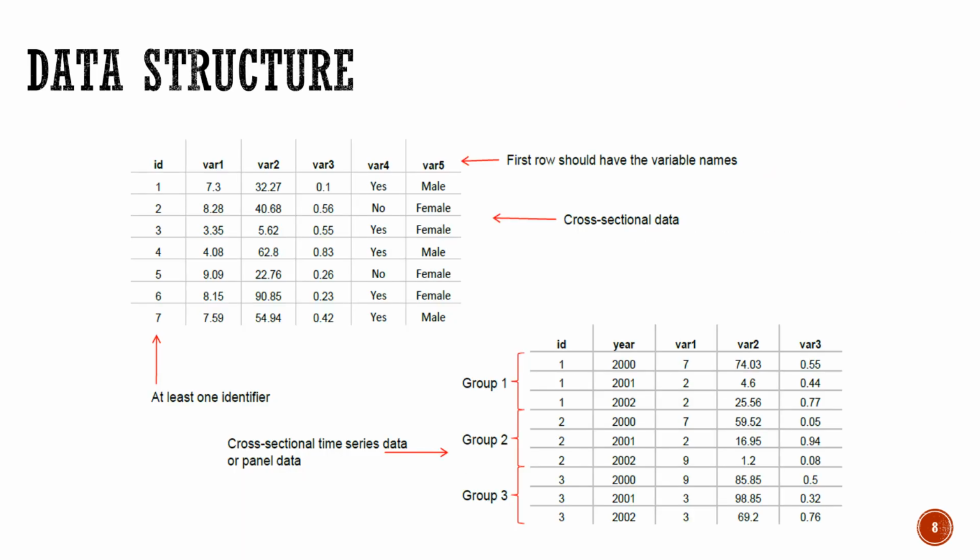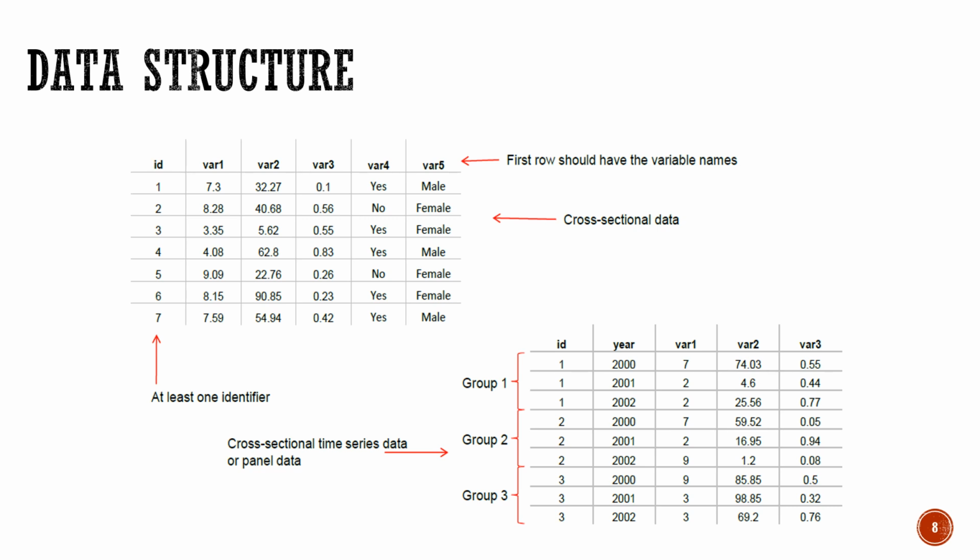In terms of structure, this is what we call the data structure. There are two types of data structure. When we want to store our data, we need to follow the structure whereby the rows represent the observations, the individuals, and the columns represent the characteristics of our observations.